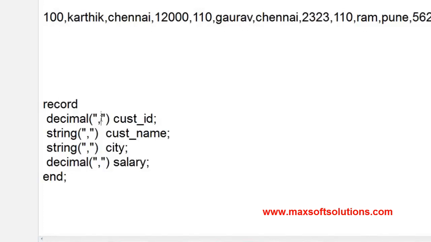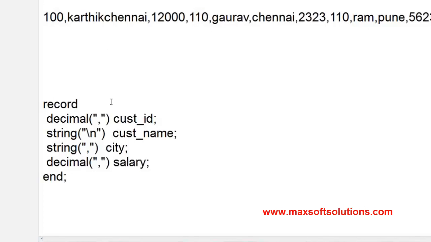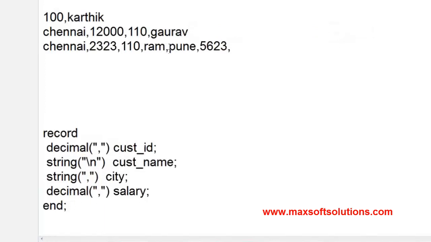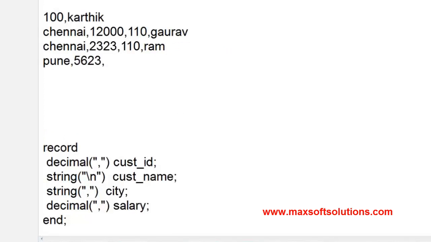So new line is just a delimiter. I can have it here also. Consider like I'm using slash n here. So my data should be like this: 100 Karthik Chennai, and then here my data should be like this. I can have it like this also.